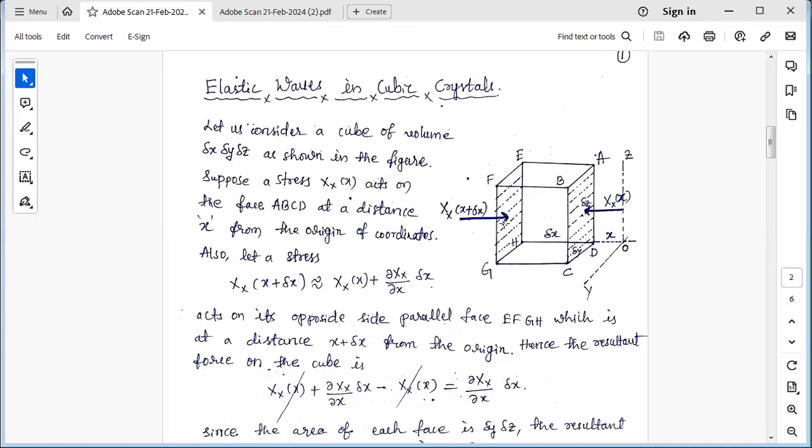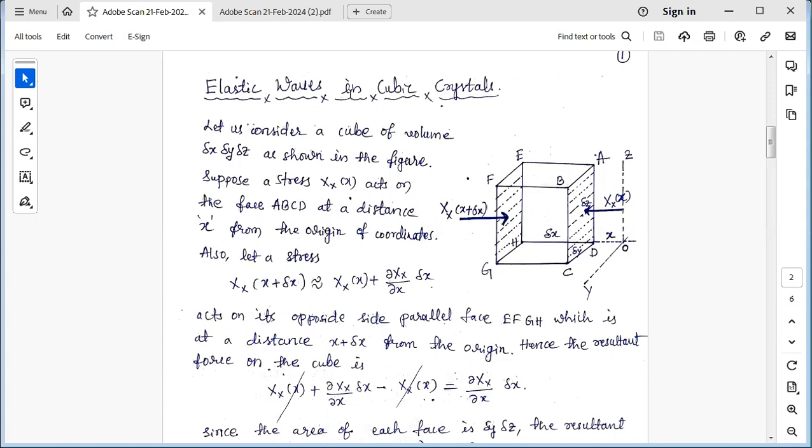Hello guys, welcome back to this topic of elastic waves. So in this session, we are going to study the elastic waves in a cubic crystal.